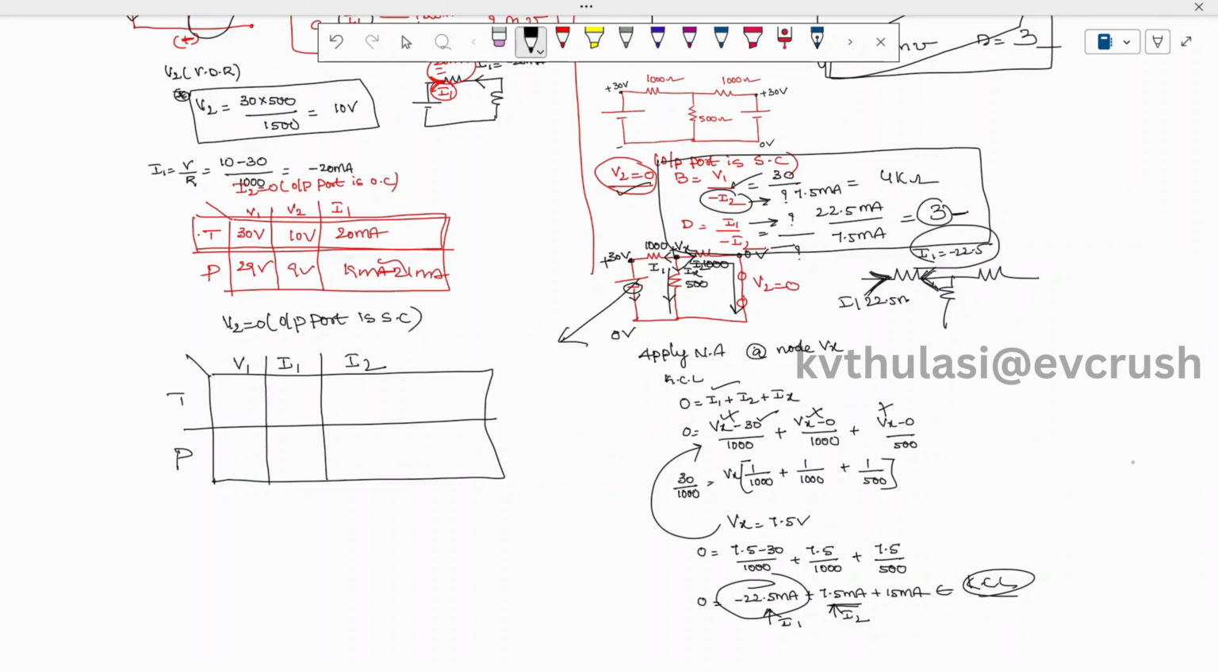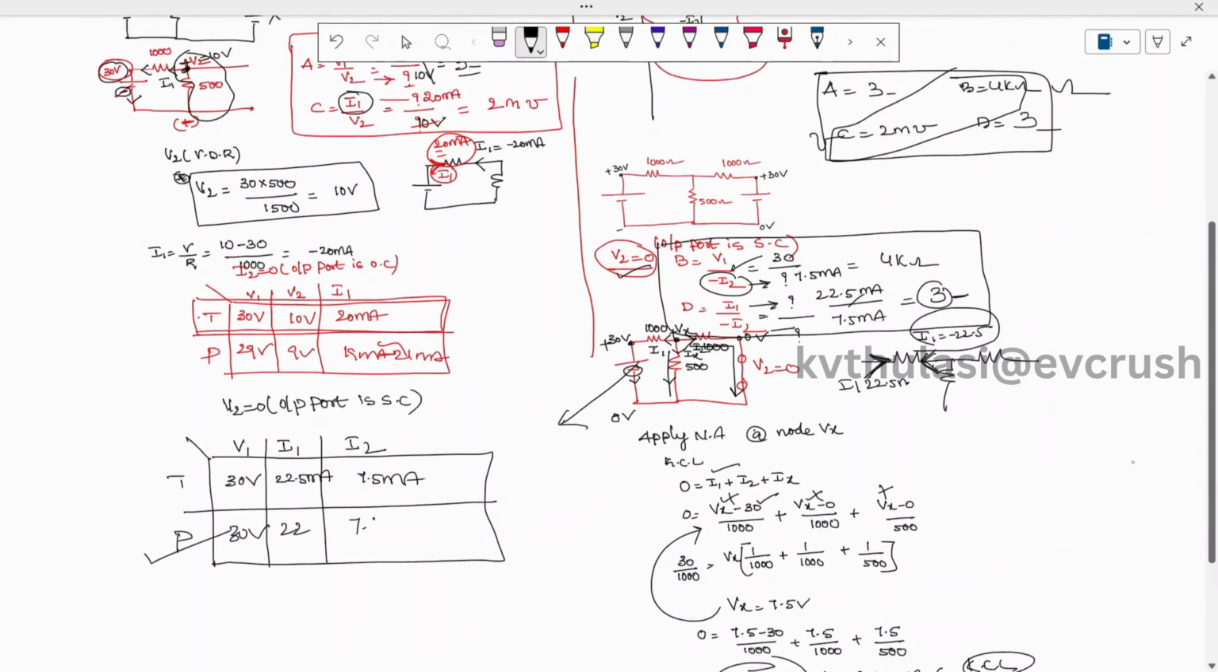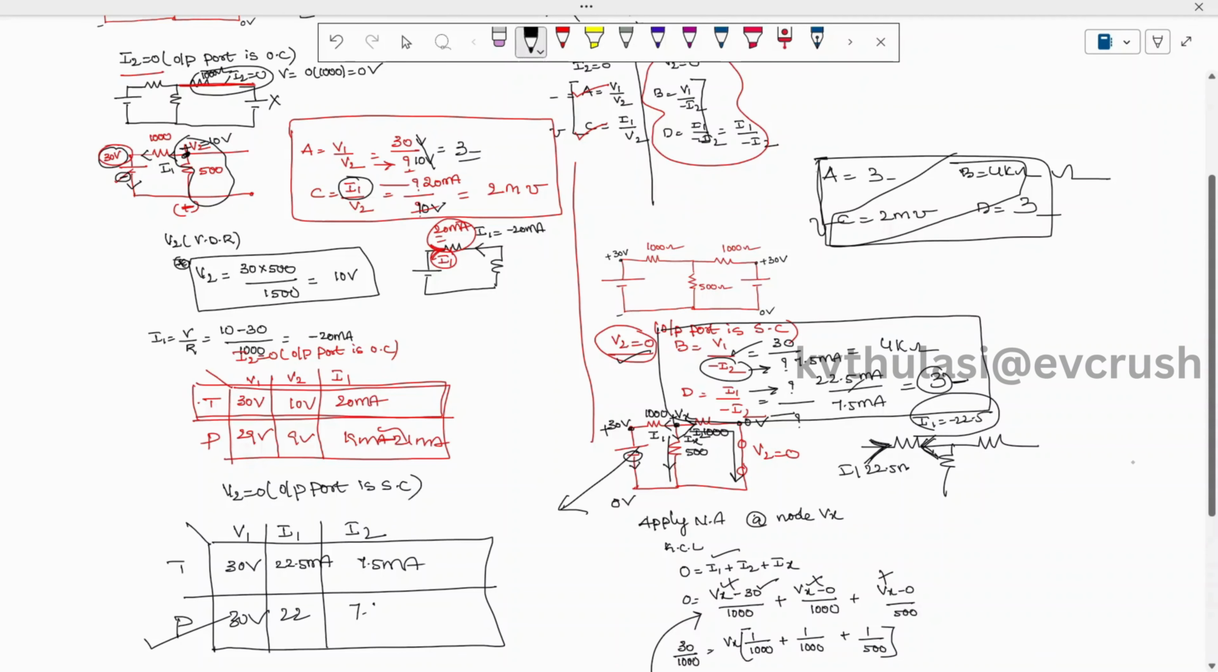Okay, so by solving, the value of V1, we already applied V1 as 30, and I1 we obtained as 22.5 milliampere, as well as I2 is equal to 7.5 milliampere. When you do the practical calculation also, you'll be getting this as 30 and 22 and 7. So just you'll get the same ABCD parameters if you do it practically also.